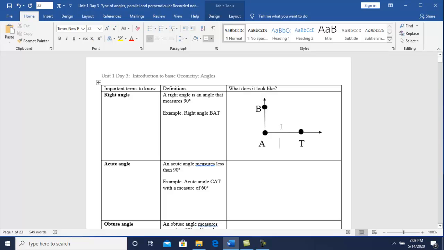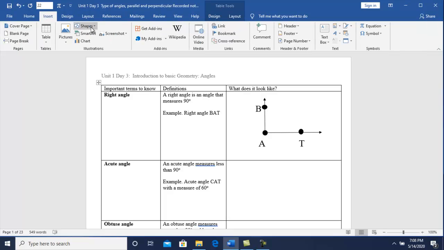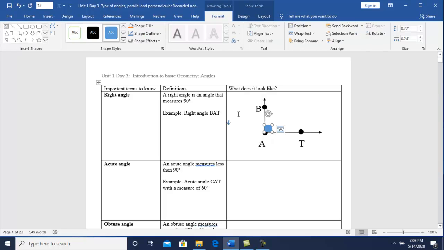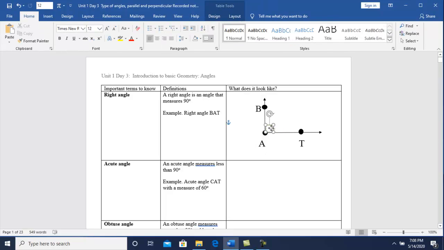Now the last thing we're going to put in here is a little square. The square represents the right angle. So anytime that we see a square like this in the corner, that tells us that our shape, anytime you see that there, is a right angle. Alright, so let's take a look at the next example.